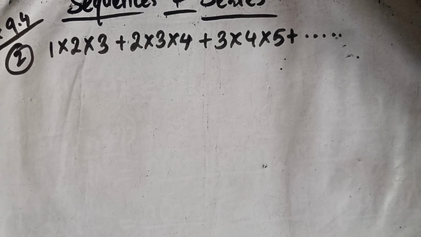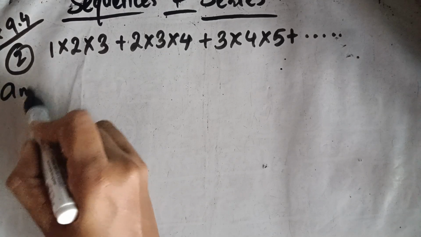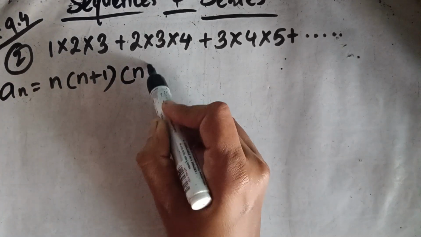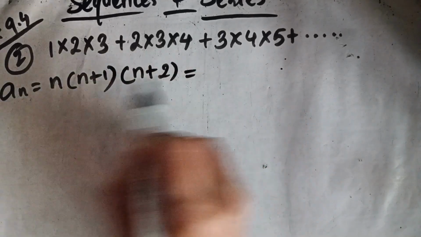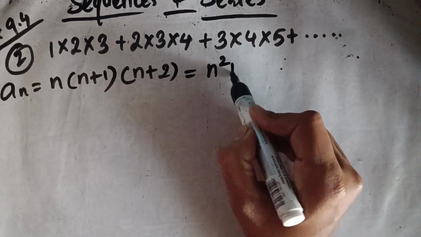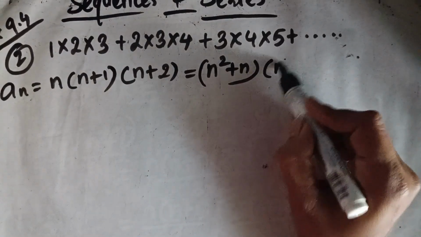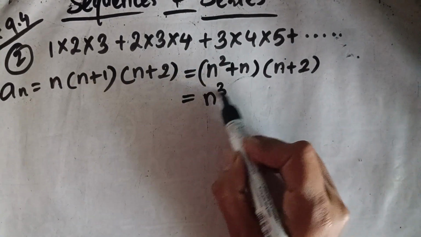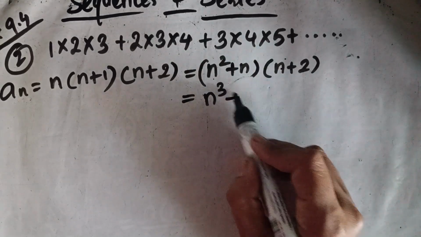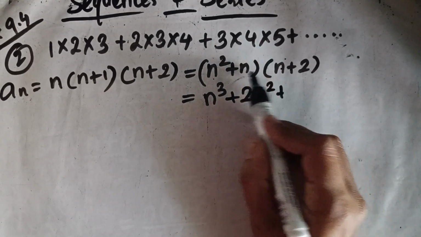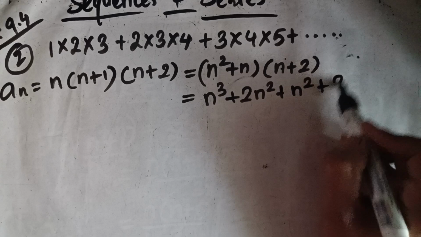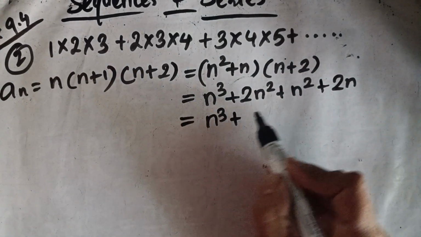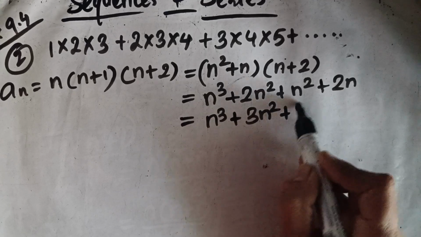Next question. So again you have to write n, n plus 1 and n plus 2. Multiplying, you will get n square plus n, into n plus 2. So this is n cube plus 2n square plus n square plus 2n. So we'll get n cube plus 3n square plus 2n.